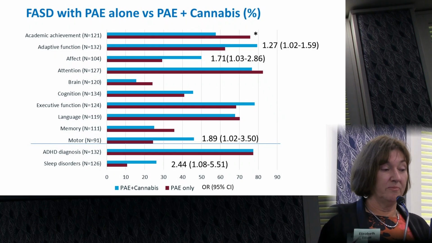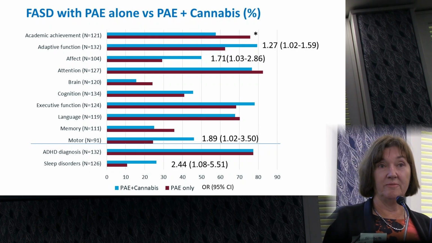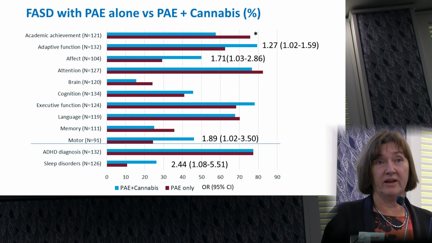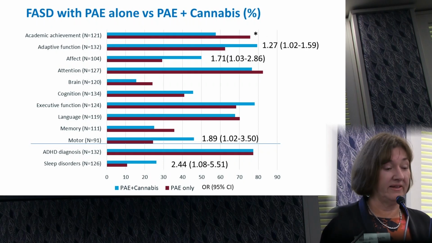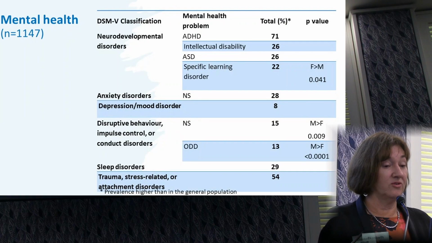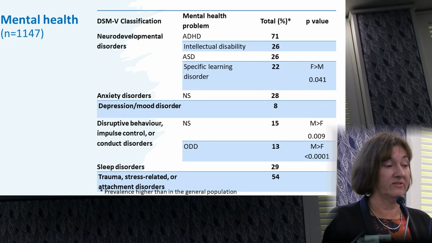Interestingly, academic performance was slightly better in children who were exposed to cannabis as well as alcohol. But what this suggests to us, and we're going to be looking at the other drug exposures, is that these drugs have an additive effect. And really the advice should be to all women that they should avoid alcohol and all other drugs during pregnancy.